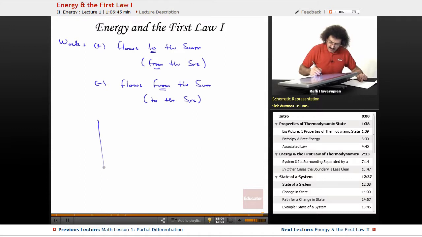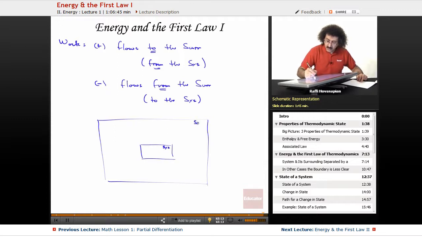Let's go ahead and give a schematic representation of what it is we're talking about here. So we have our system here. We have our surroundings here. Heat positive. Heat negative. Heat is positive when it goes into the system from the surroundings. Heat is negative when it goes out of the system to the surroundings. Work is positive when it comes to the surroundings from the system. Work is negative when it goes from the surroundings to the system. This is a schematic of our particular convention.